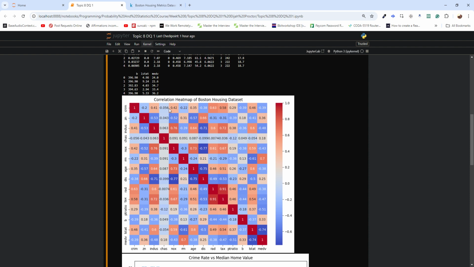And so this is showing the correlation between different variables. And so a positive correlation is in red, which means that as one variable increases, the other one tends to increase as well. A negative correlation is blue, which indicates an inverse relationship. And so, for example, our number of rooms, which is here, has a positive correlation with our median home value, and our crime rate has a negative correlation with the median home value. And this means that higher crime rates are associated with lower home values.